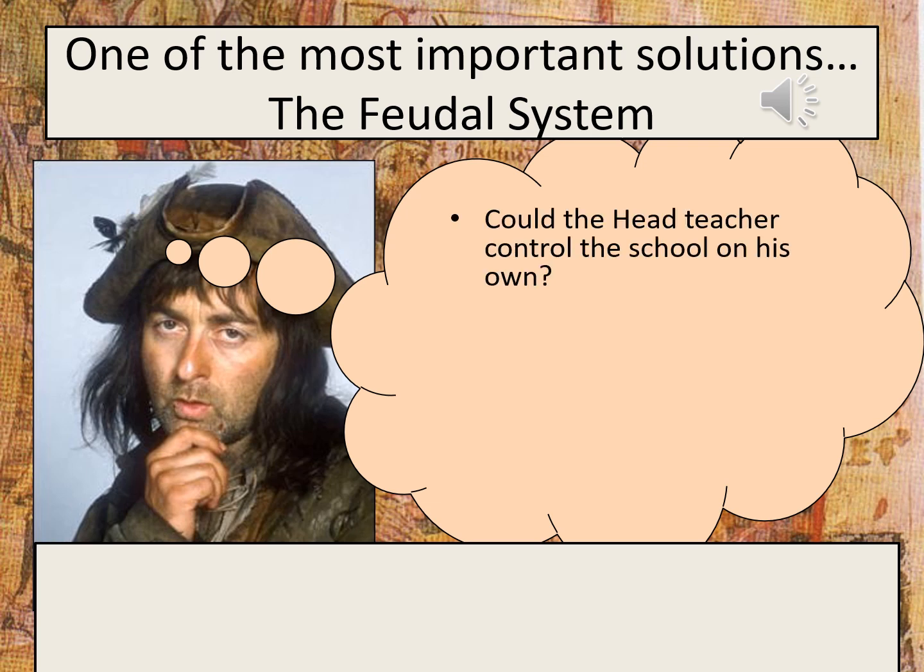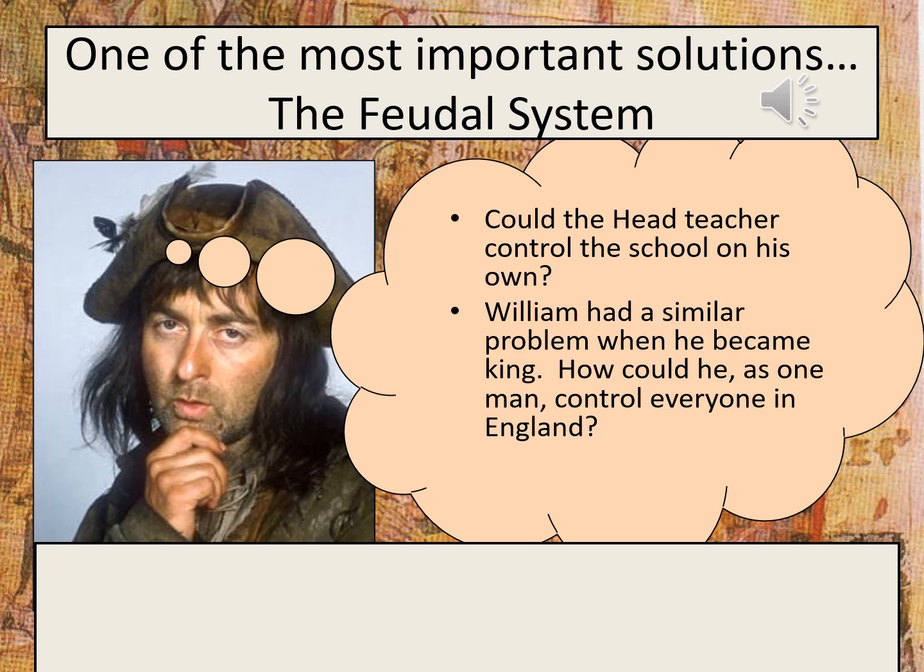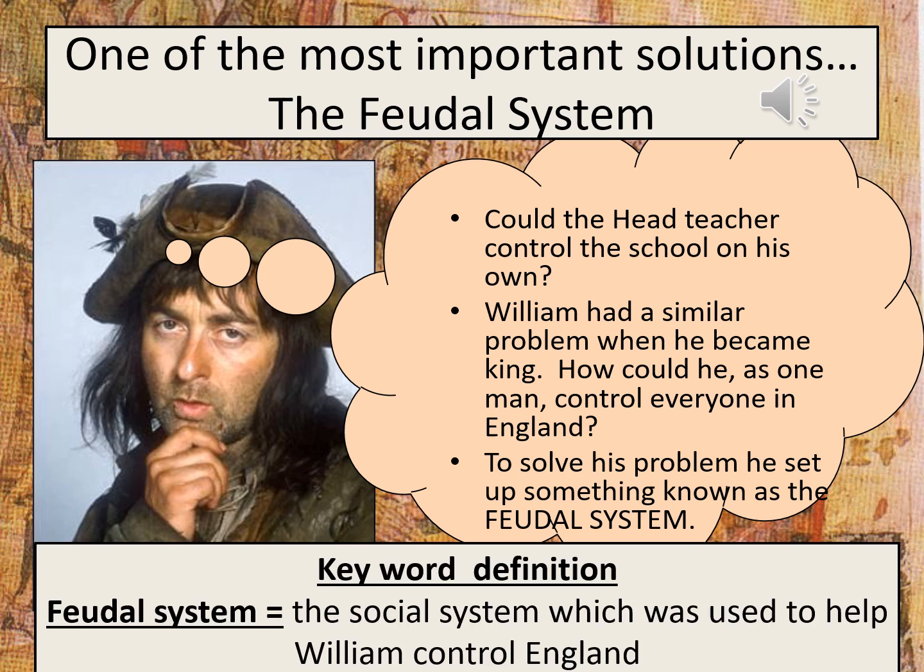So what is a feudal system? Well, a feudal system is the social system which was used to help William control England. This is our keyword definition for today's lesson. You might want to write that in your books.